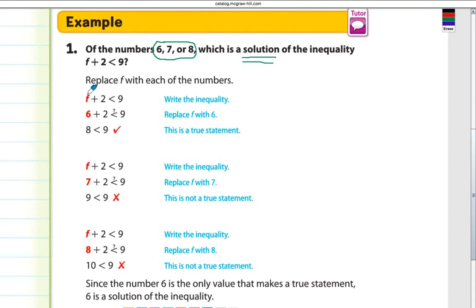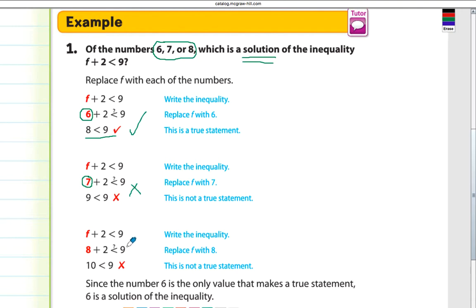So here we're looking at f plus 2 is less than 9. We try replacing the f with a 6 and ask ourselves whether or not it works. So in this case, we get 8. And is 8 less than 9? It is. So this one checks out fine. Next, we replace the f with a 7. And we get 7 plus 2 is 9. Is 9 less than 9? No. So f cannot be 7.